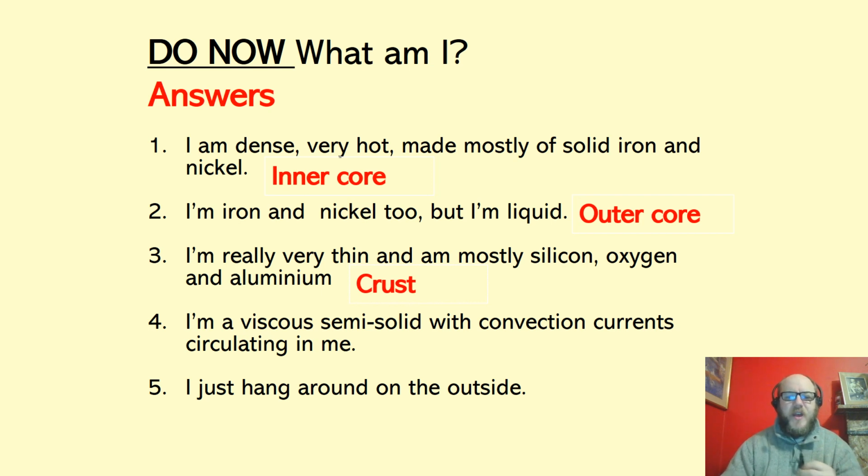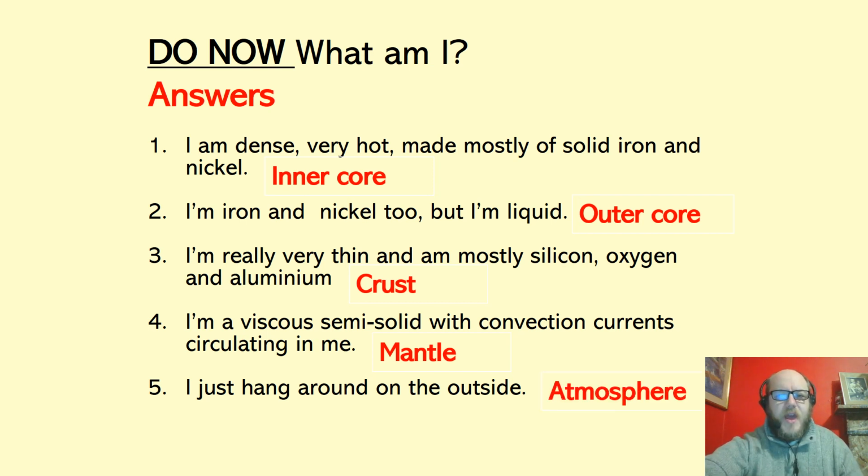I am a viscous semi-solid with convection currents circulating in me. As we know from the last lesson, we have magma underneath the Earth's crust in what's called the mantle. And this is rock that's very close to molten, and it's a semi-solid. It's nearly liquid, and it can flow. I just hang around on the outside, being cool. That is the atmosphere.